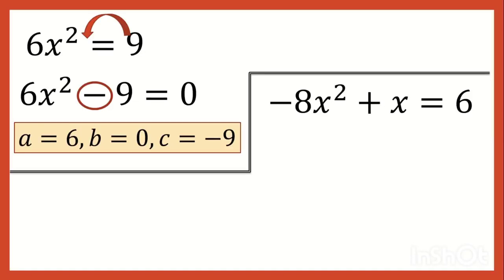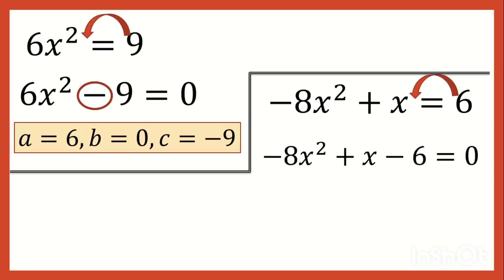Next, I have here negative 8x squared plus x is equal to 6. So first, ilipat natin si 6. That will become negative 8x squared plus x minus 6 kasi magiging negative na si 6. And then equate to 0.